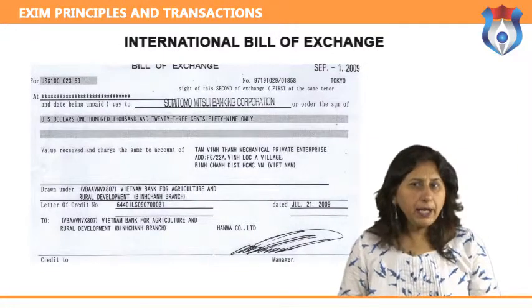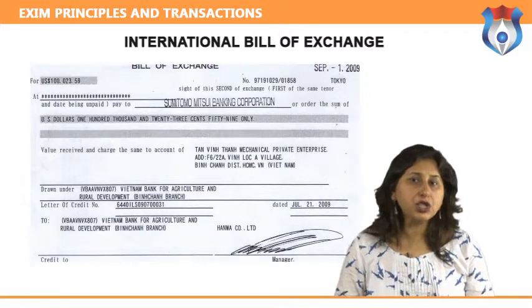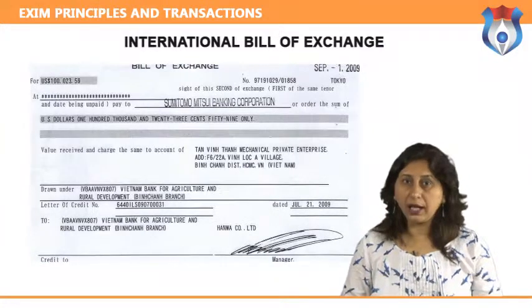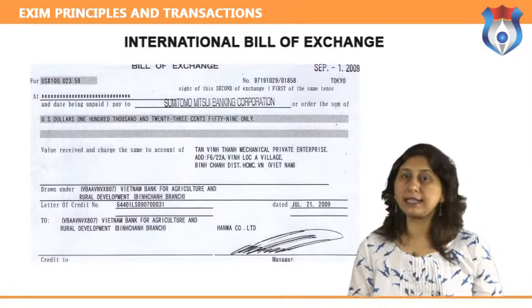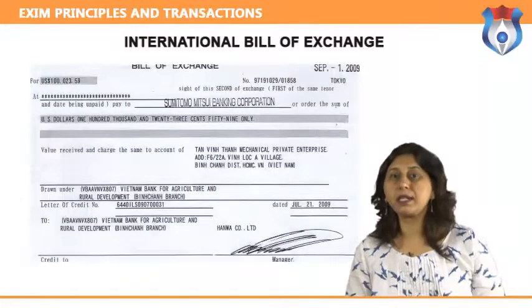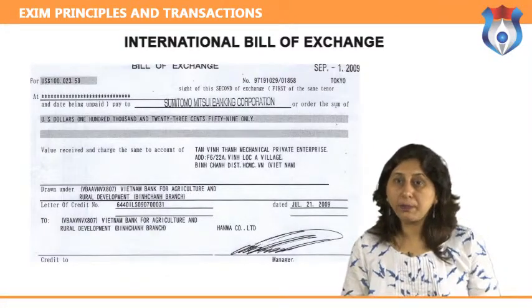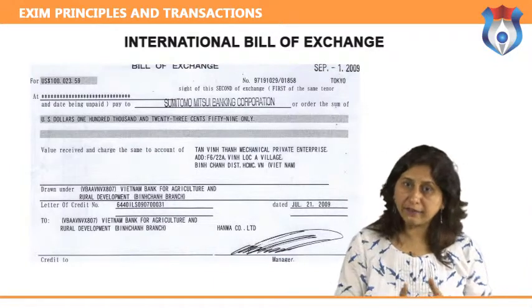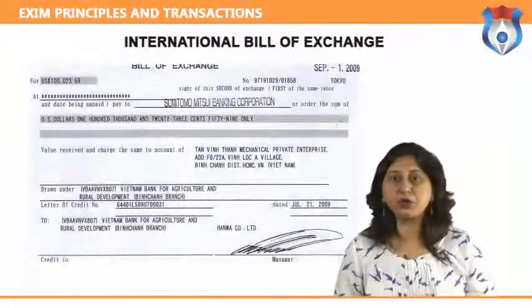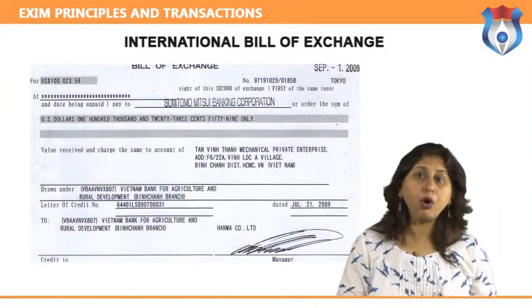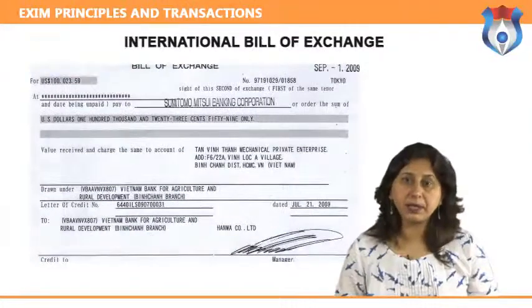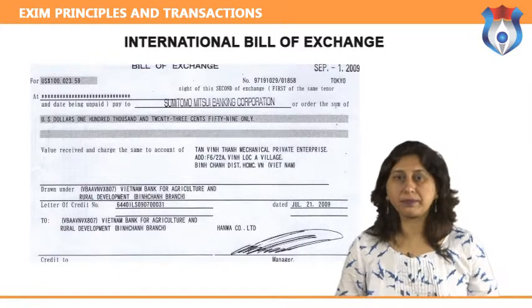A bill of exchange is an unconditional order in writing addressed by one person to another, signed by the person giving it, requiring the person to whom it is addressed to pay on demand or at a fixed or determinable future time a sum certain in money to or to the order of a specified person or to the bearer.